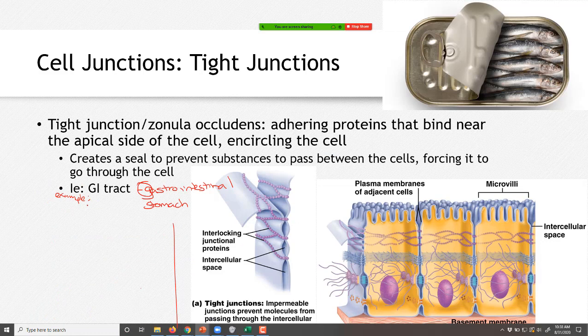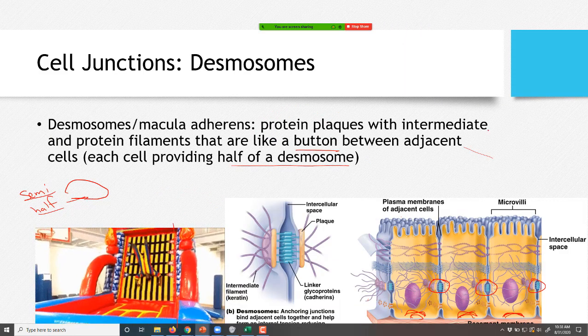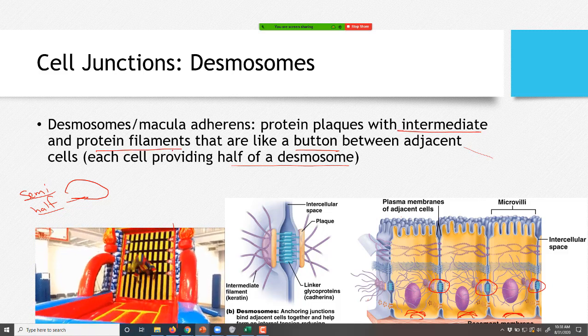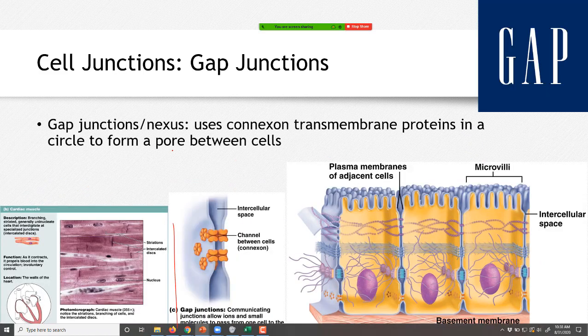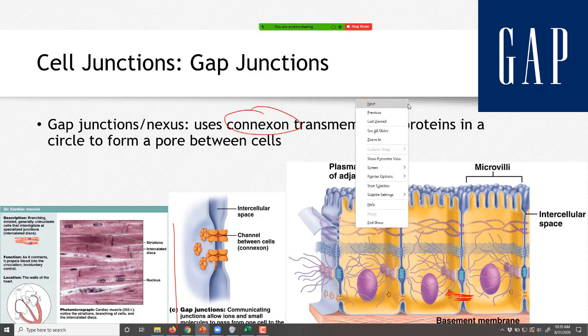One thing I think I forgot to mention, for tight junctions, they use adhering proteins. For desmosomes, they use intermediate protein filaments. They're all proteins, but they're slightly different from each other. And for gap junctions, they use proteins called connexons. Gap junctions, like the name implies, have little gaps in between. And these gaps allow them to communicate with each other. So they tried to depict it over here. They have these little gaps so that they could communicate with each other.